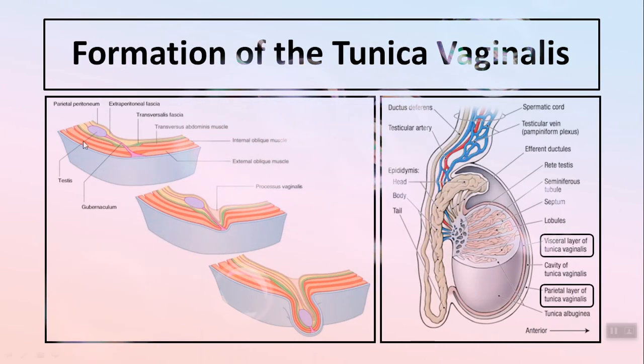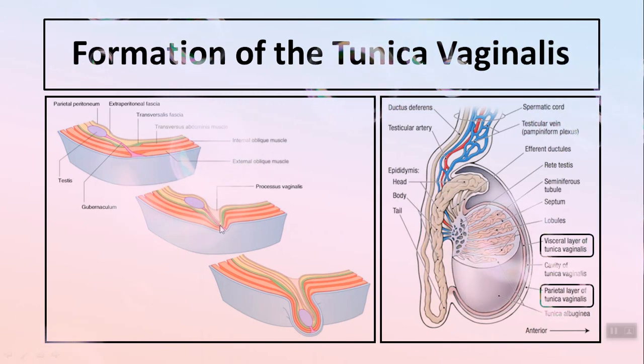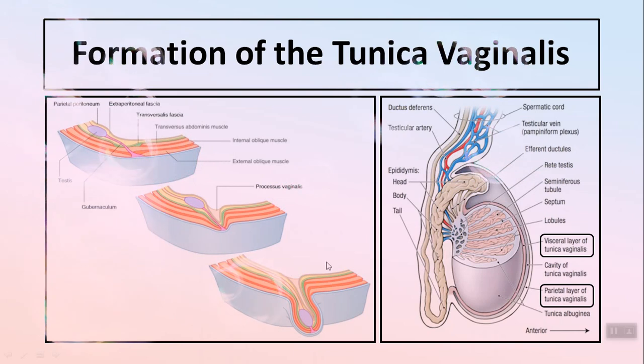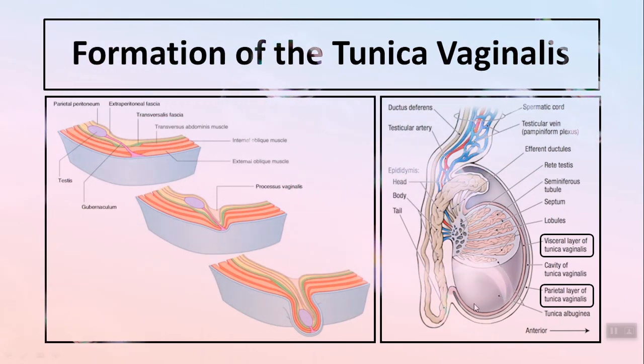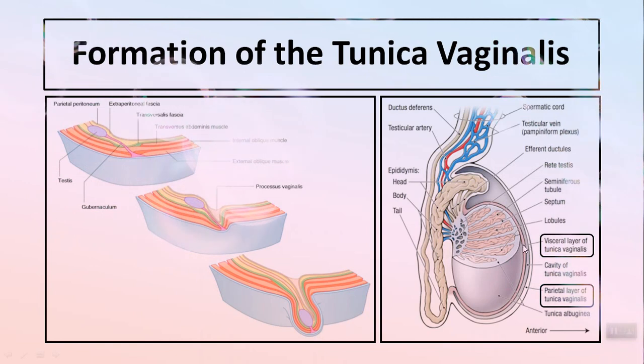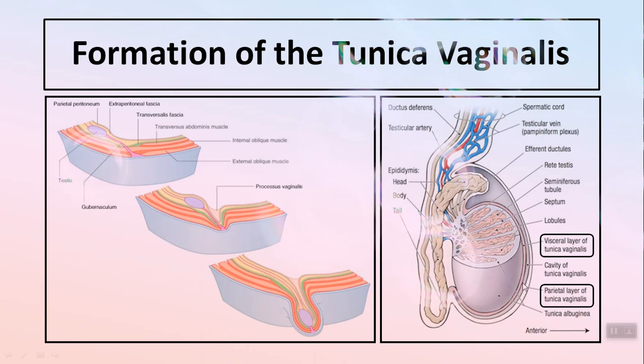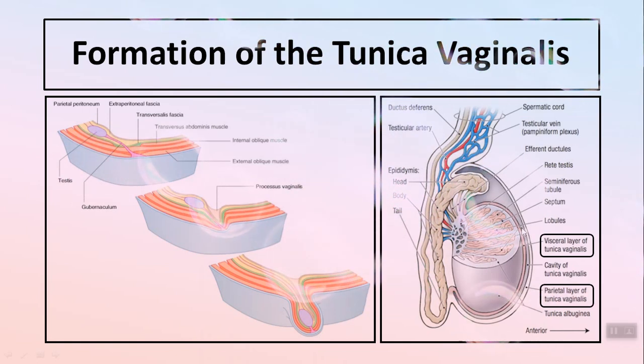Here we can see this is the testis as it descends down, guided by this structure which is called gubernaculum. It will drag with it a pouch of peritoneum. This pouch of peritoneum will be separated from the original peritoneal cavity, and it will form a new sac surrounding the testis that is called tunica vaginalis. It has a visceral layer that is in direct contact with the testis on the tunica albuginea, and it has a parietal layer lining the inner surface of the scrotum.